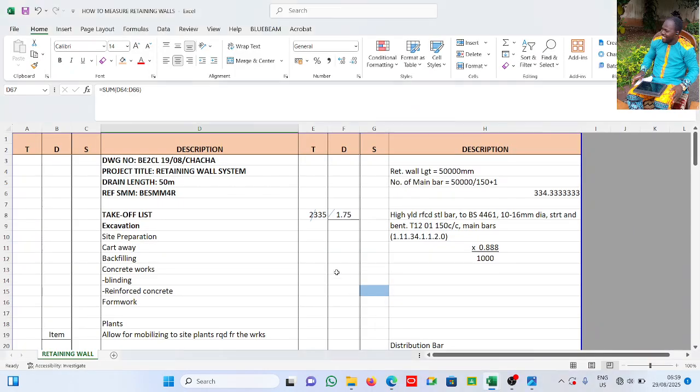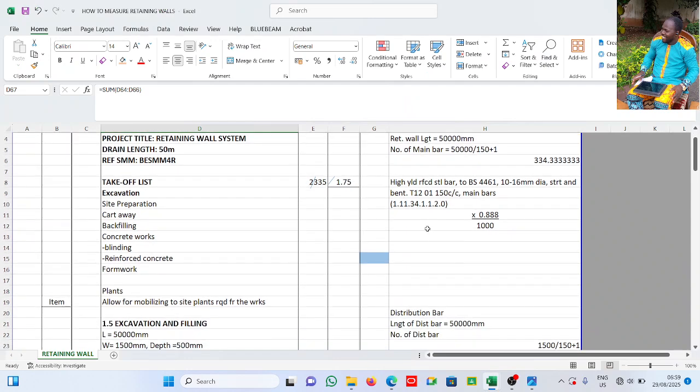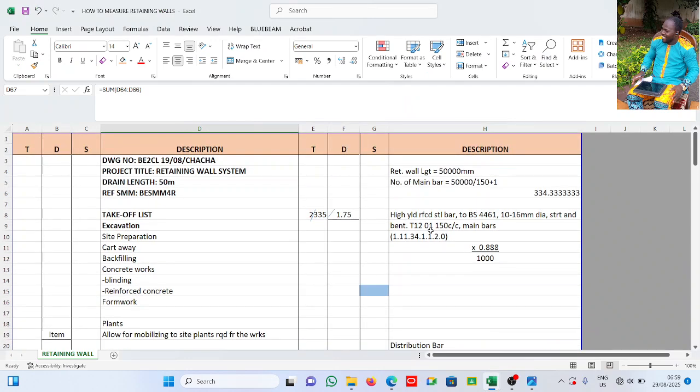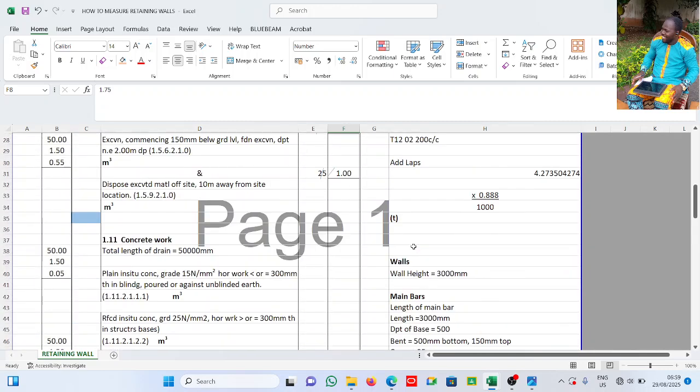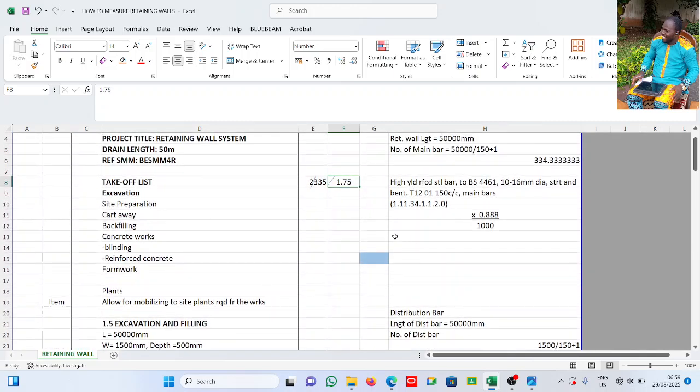Alright, let's continue. So this is the reinforcement. This is 1.75, which is what we calculated here, by the total numbers, by 2. Now, one other thing I want to make clear. So let's come back here.